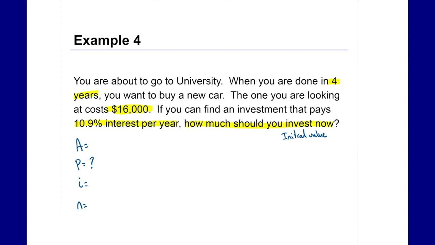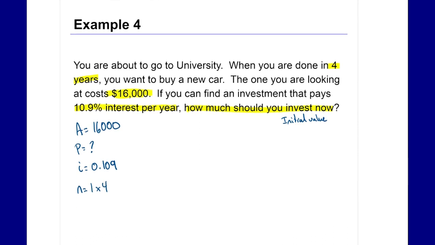So in this case, our A value is 16,000 because that's the future amount that we want to have. Our I, our interest rate, is 0.109 for the 10.9%, and because it's compounded per year, we can just leave it as that. And for N, the number of compounding periods, it would be 1 times 4, similar to what we just looked at, 4 years. So let's plug it all into our formula.